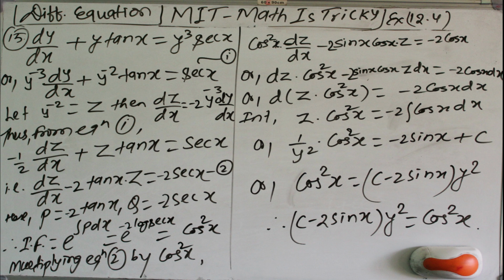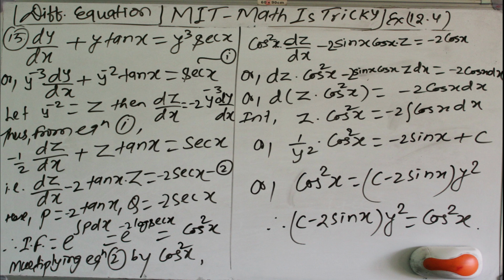and integration of tan x is log sec x. So we'll get the integrating factor as e power minus 2 log sec x, which is simply e power log sec power minus 2, that is 1 by sec square x, which is cos square x. So e power log cos square x is simply cos square x.